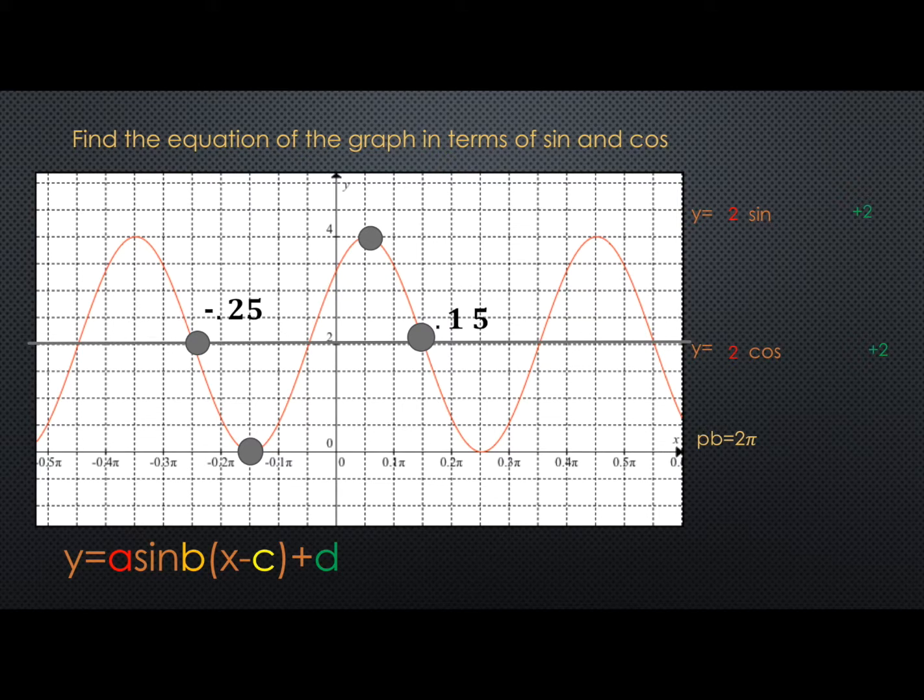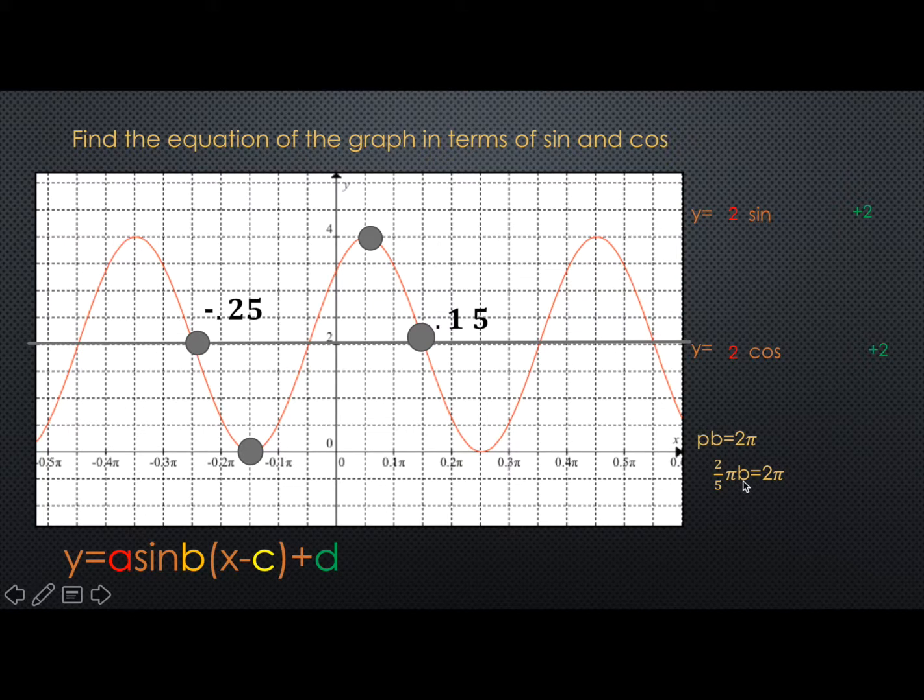To find the period, we need to know the distance between the two dots. The distance from this dot to 0 is 0.25. The distance from 0 to this dot is 0.15. You don't just subtract the two numbers, more like add the absolute value of them. So the total distance is 0.25 plus 0.15, which equals 0.4, or 2/5. This is our p value. Don't forget to write the pi back in.